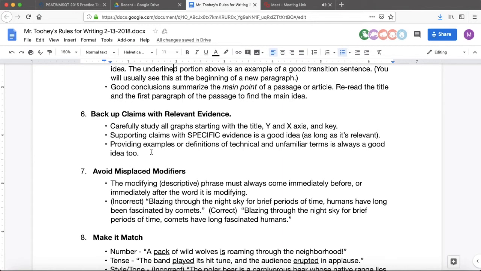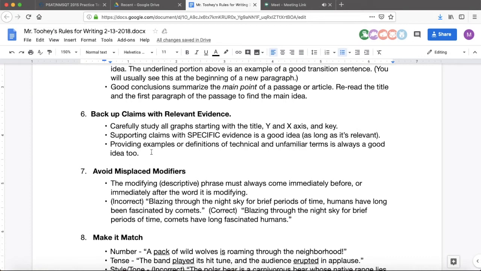All right. That last bullet point, please. I forgot who we're on now. Ava? Go ahead and read that last bullet point. Providing examples or definitions of technical and unfamiliar terms is always a good idea too. Yeah, and we're going to be reading a lot of technical journal articles or from scientific journals and things like that. If you see an unfamiliar term or a technical term that most people don't understand, it's probably a good idea to define it and provide some examples.